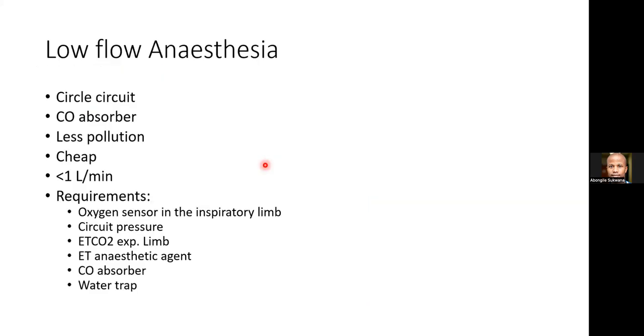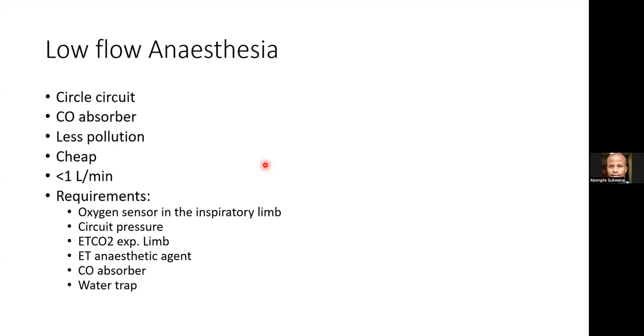And then with low flow anesthesia, I thought it was nice to just touch on it. You need a circuit, and you need a CO2 absorber to do it. The other things you need are an oxygen sensor in the inspiratory limb, a circuit pressure monitor, an expiratory valve, and an inspiratory valve. You also need gas analyzers, which is CO2, oxygen, and also your volatile anesthetic. And you also need a water trap.